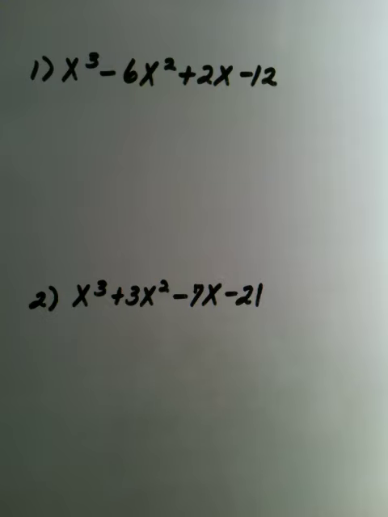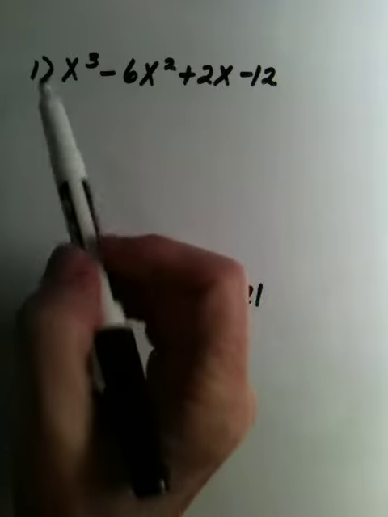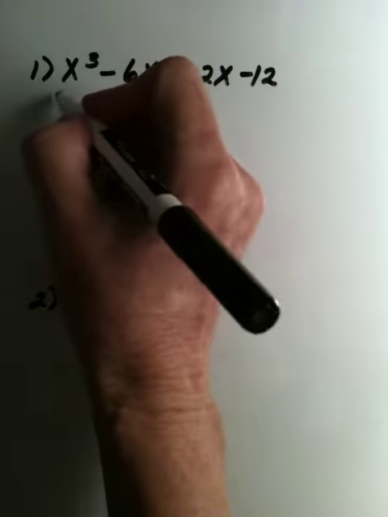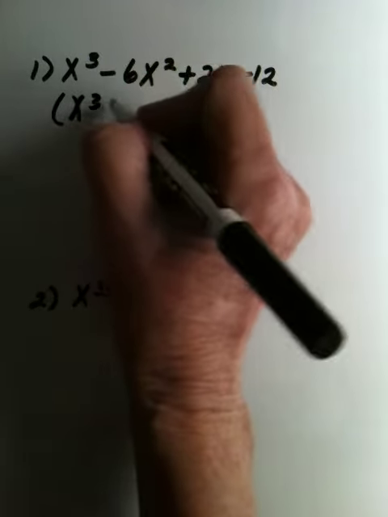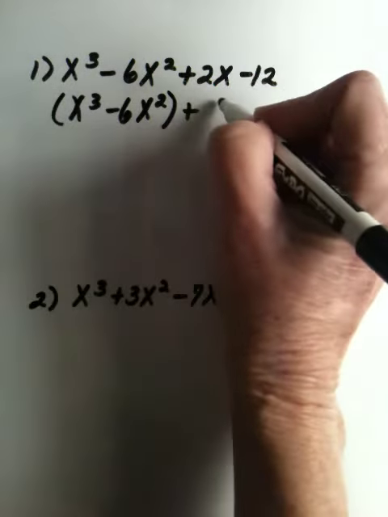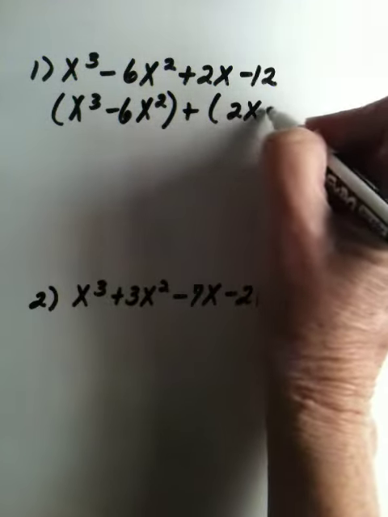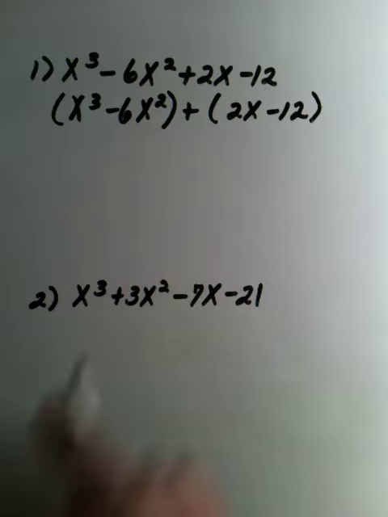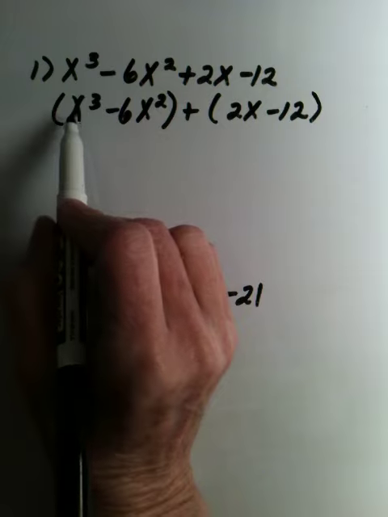If you are asked to factor a problem that has 4 terms, you use a method called grouping. We have 1, 2, 3, 4 terms, so we're going to group the first 2 terms together, and we're going to group the last 2 terms together. Then we're going to factor the first group.